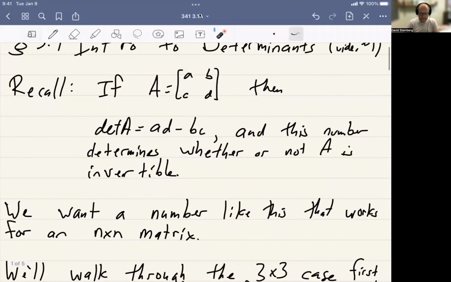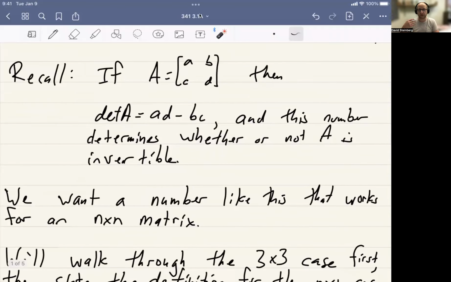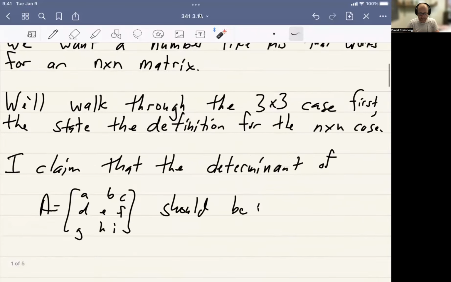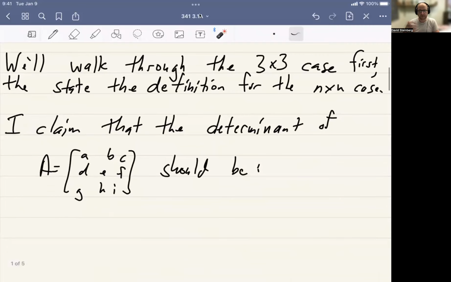What we would like is a number like this that works for a general n by n matrix. And what we're going to do is walk through the 3 by 3 case first, as we work up to the n by n case. So let's see here.